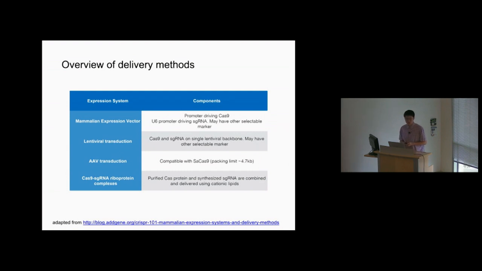For AAV, it's mostly for in vivo work. This will be like a non-integrating version where you can get it to maintain stably inside a non-dividing cell for years at a time. And finally, direct delivery of the Cas9 guide RNA complex, which avoids nucleic acids completely, or at least avoids DNA completely, and it tends to be lower toxicity that way.